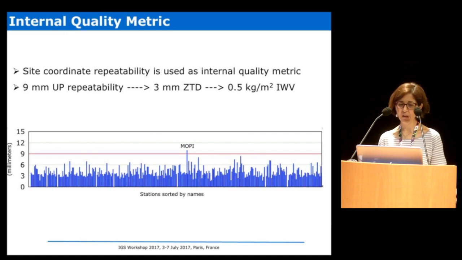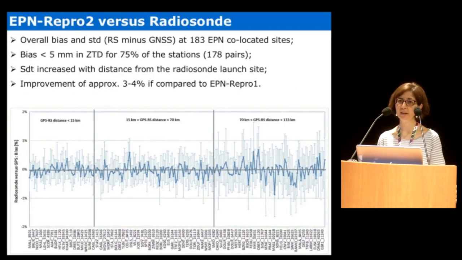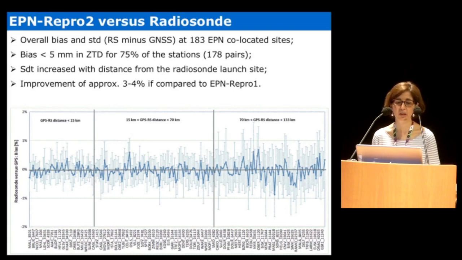Then the external validation was done with respect to a completely independent data set. We have the radiosonde data first, and it was done at 183 EPN collocated sites. In this plot, the EPN collocated sites are listed, and they are sorted according to their distance from the radiosonde launch site, from the closest to the most distant. And we found an overall bias which is less than 5 millimeters for the majority of the stations, and with a standard deviation which increases with the distance from the radiosonde launch site.